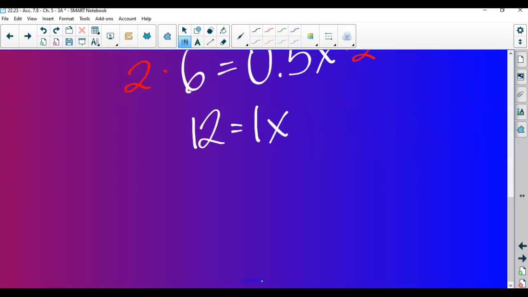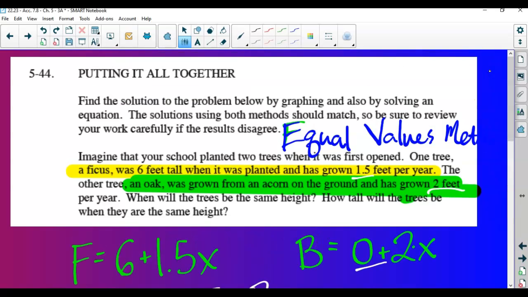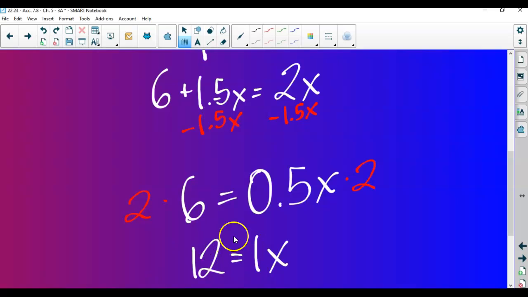Years. And then we plug that back in. So in 12 years, how tall will the ficus be? Or how tall will the oak tree be in 12 years? 24. Double check that. What's 12 times 1.5? 12, 18 plus another 6. They both equal 24. So we know since they both equal 24, we are good. Wait, what? Why are we plugging in 12? Because that's the answer we got for what x equals.